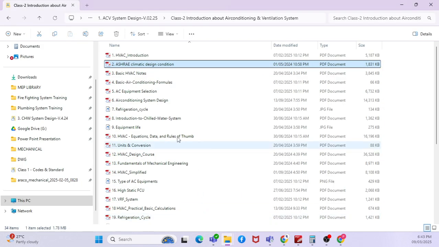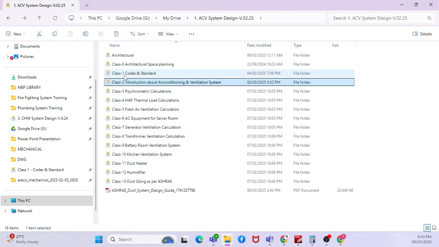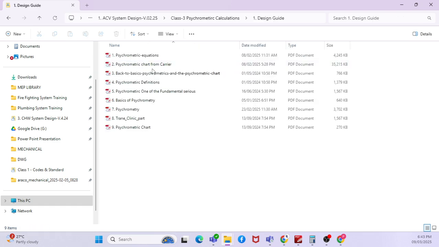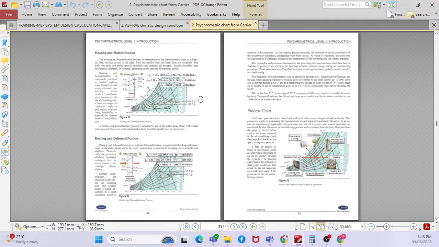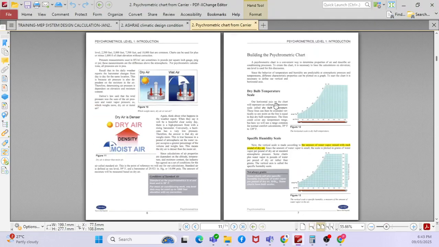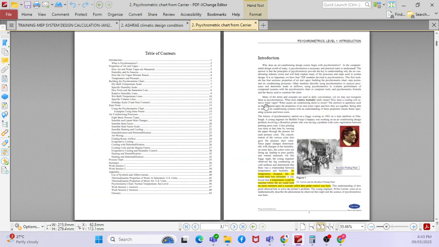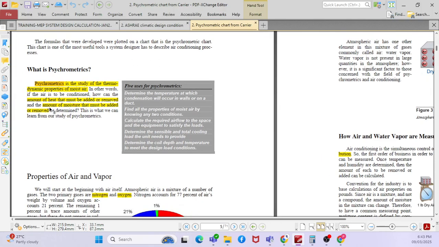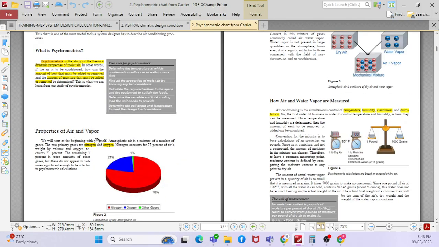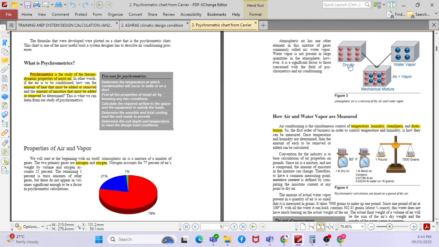Also, if you go to the Carrier psychrometric, I have shared one design guideline for the design chart from the ASHRAE guide from Carrier, right? Here also you can understand. Take your time to read what psychrometrics is and to understand the properties of air and vapor. What is dry air? Sometimes you hear some people say that the air is very dry outside, and sometimes you hear that the outside climatic condition is very moist. So you are going to understand what dry air is, what water vapor is, and when you have a mixture of air plus vapor, what that condition is.